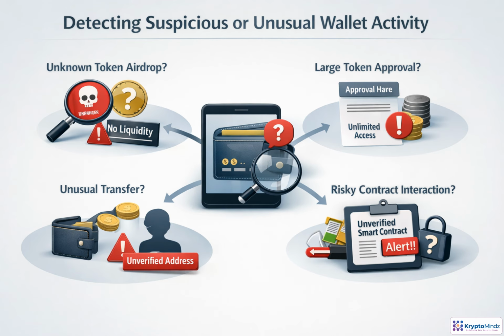Wallet monitoring should work like an early warning system, not a judge. The assistant can flag patterns worth reviewing, such as unknown airdrops with no liquidity, broad or unlimited token approvals, sudden transfers to new addresses, or calls to unverified contracts. The wording matters. Phrases like "may be suspicious" or "verify before interacting" keep the assistant helpful without claiming certainty it cannot prove.